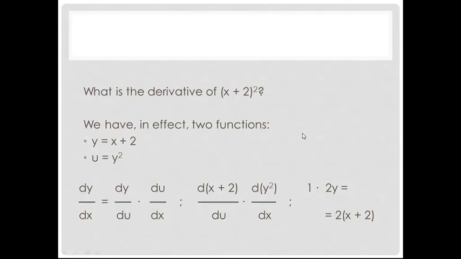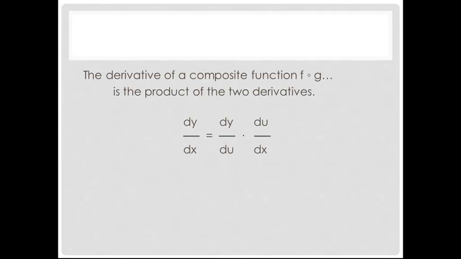And if you were to go back and use the product rule, the formula for finding the derivative of something times something, and you were to do x plus 2 times x plus 2, you'll find exactly the same answer. So that's called the chain rule. Basically, if you want to find the derivative of a composite function, you just break it down and do the derivative of each one separately and multiply them together.